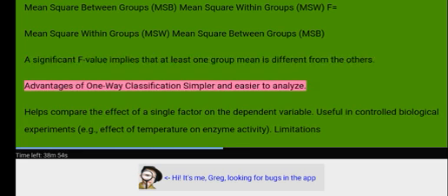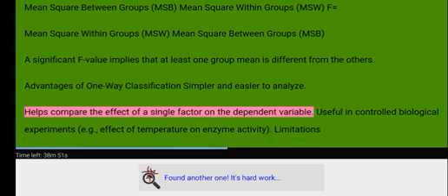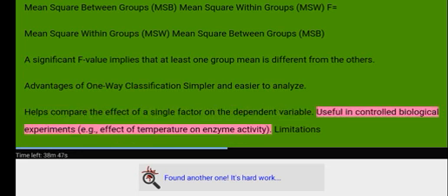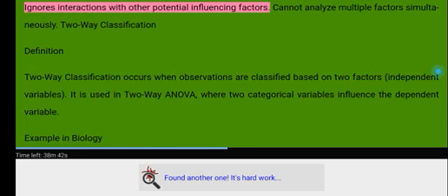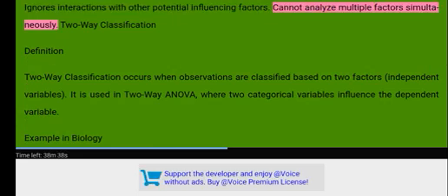Advantages of one-way classification: simpler and easier to analyze. Helps compare the effect of a single factor on the dependent variable. Useful in controlled biological experiments, e.g., effect of temperature on enzyme activity. Limitations: ignores interactions with other potential influencing factors. Cannot analyze multiple factors simultaneously.